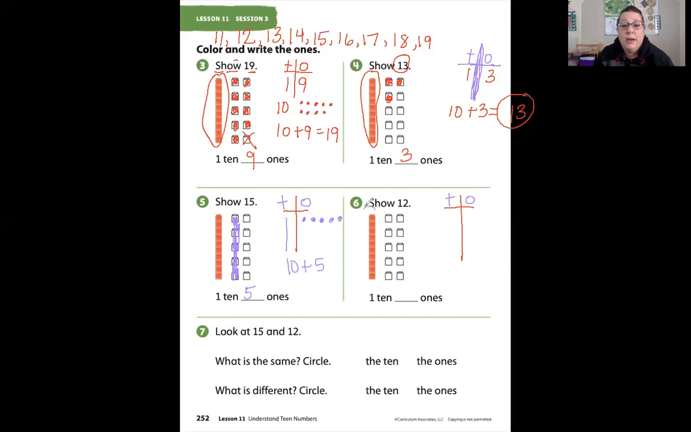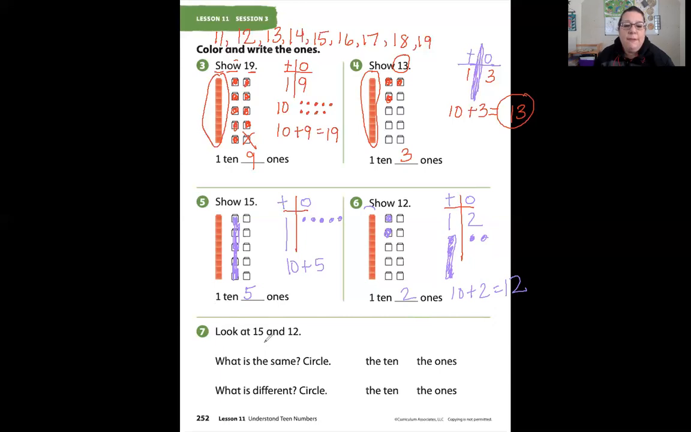Here it says show 12. Here we've got 12. 1 ten, 2 ones. The value of that number 1 is a ten stick and 1, 2 ones. 10 plus 2 equals 12. 1 ten and 2 ones is 12.